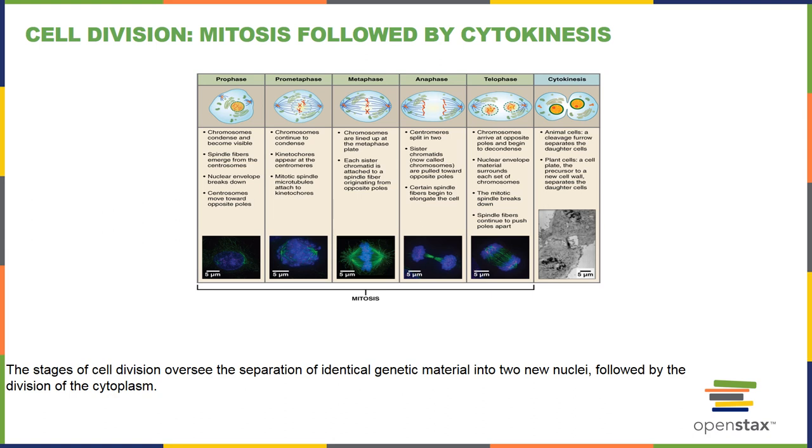So here are the different phases that I referred to in mitosis: prophase, metaphase, anaphase, telophase, and cytokinesis. For each of these phases, there are distinct events that are occurring so that we can get two identical daughter cells produced. Let's look at each of these phases in a little more detail.